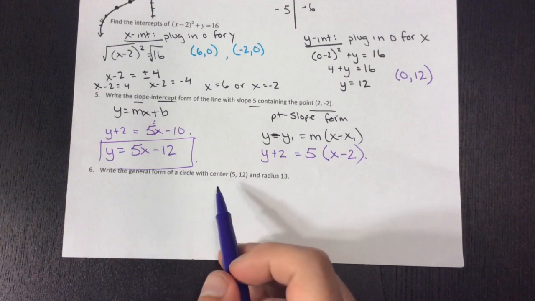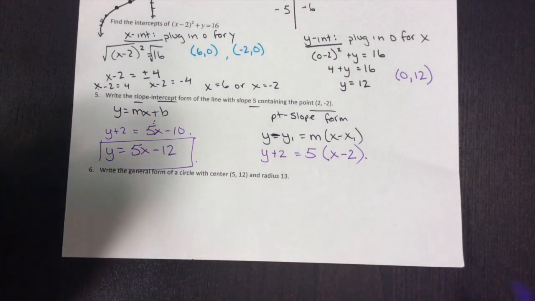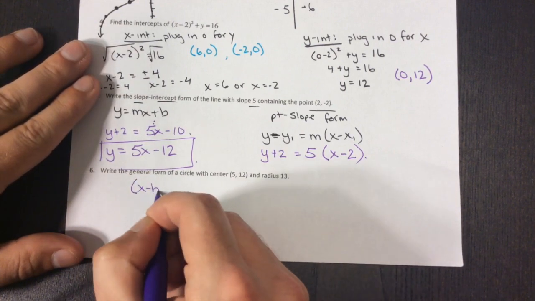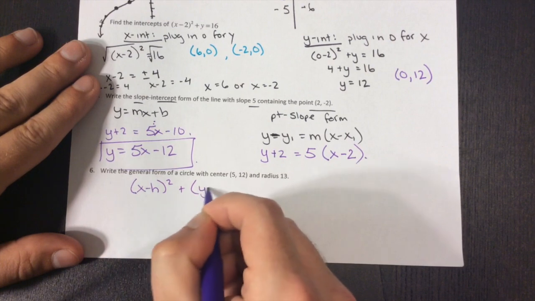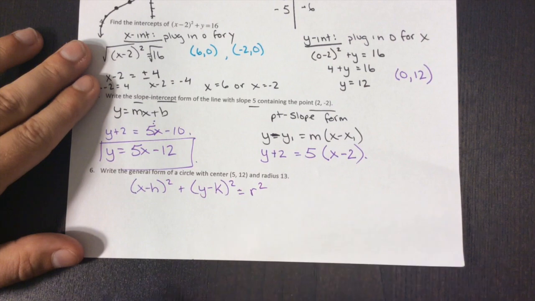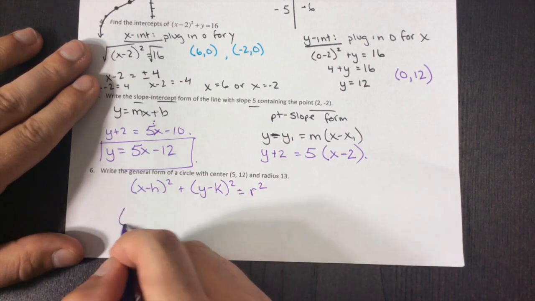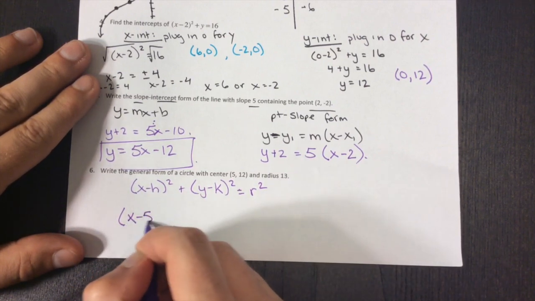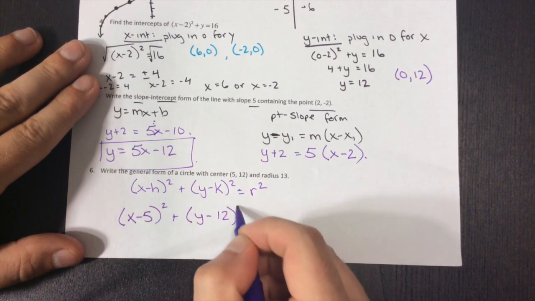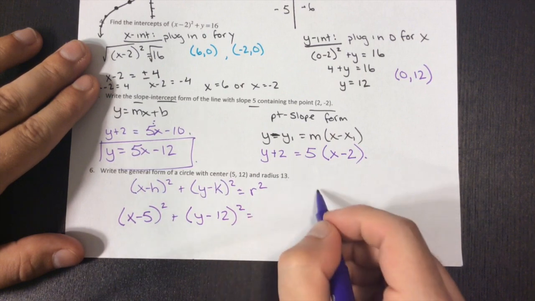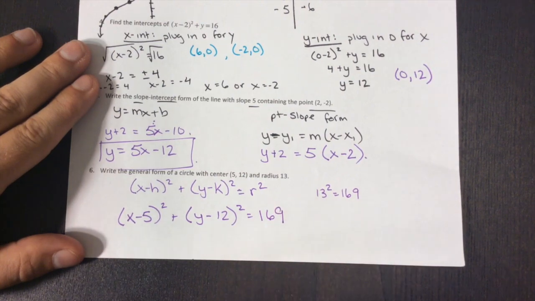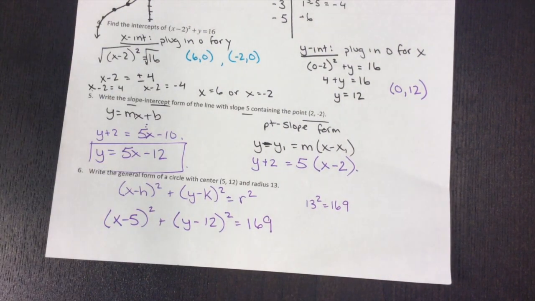Write the general form of a circle with center 5, 12 and radius 13. General form of a circle looks like x minus h squared plus y minus k squared equals the radius squared. We have all that information given to us, so we can just plug that right in. So it would be x minus 5 squared plus y minus 12 squared equals 13 squared, which is 169. So I write 169 right there. So that takes care of the first page.